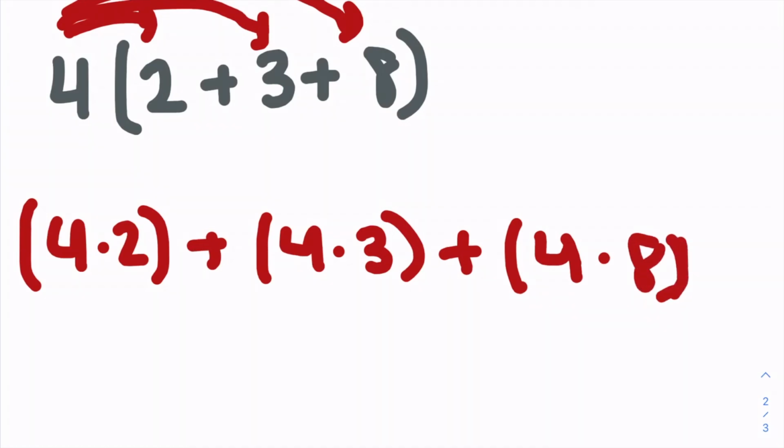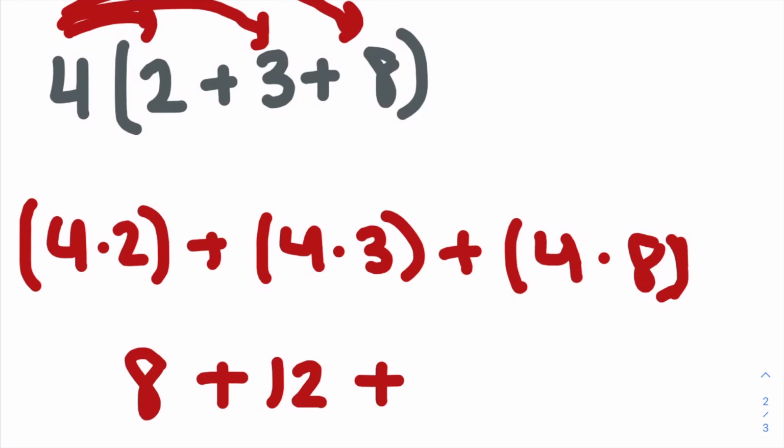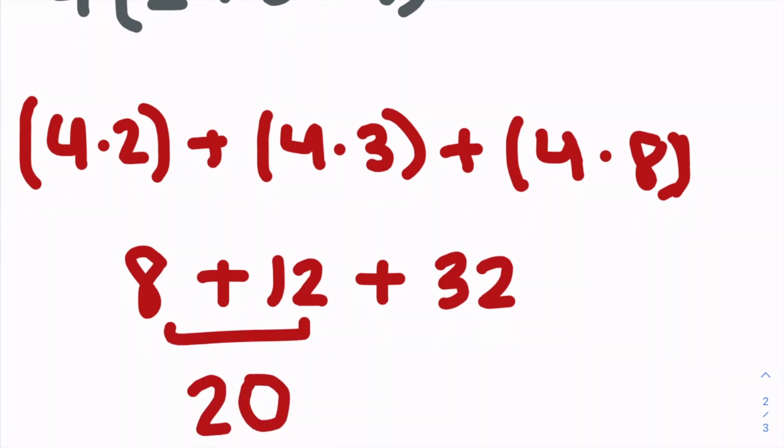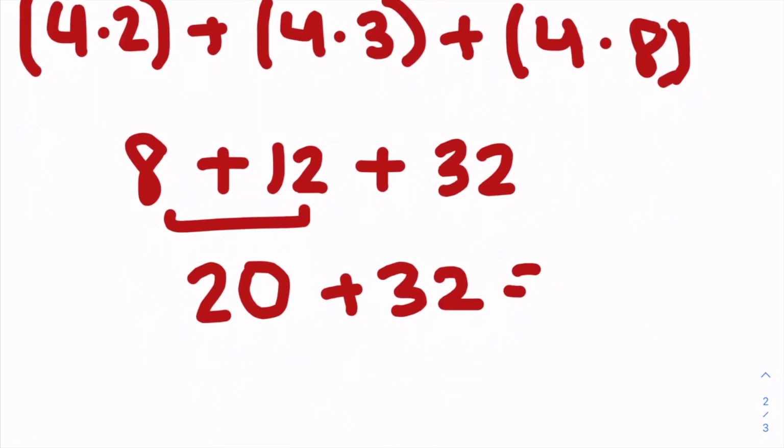Then, we will go ahead and solve these different sections out. So 4 times 2 is 8, 4 times 3 is 12, and 4 times 8 is 32. To get the final solution, we will add these together. So 8 plus 12 is 20, plus 32 turns out to be 52.